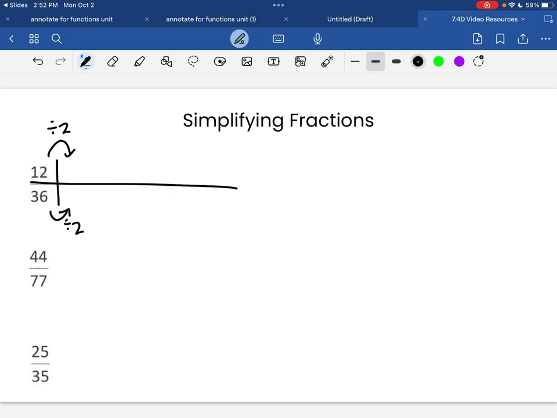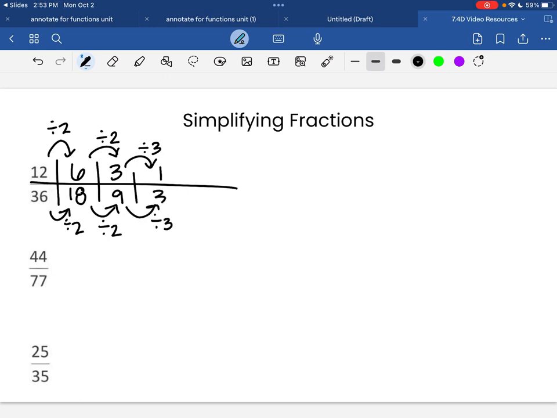12 divided by 2 gives me 6, and 36 divided by 2 gives me 18. I notice they're still even, which means I can still simplify it further because they are at least divisible by another 2. 6 divided by 2 is 3, and 18 divided by 2 is 9. Well, I see that they're not both even, but I see that they're both divisible by 3, which means I can divide 3 by 3 to get 1, and 9 divided by 3 gives me 3.